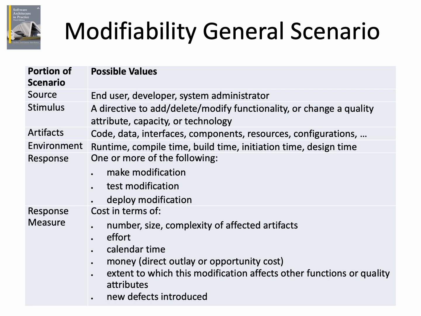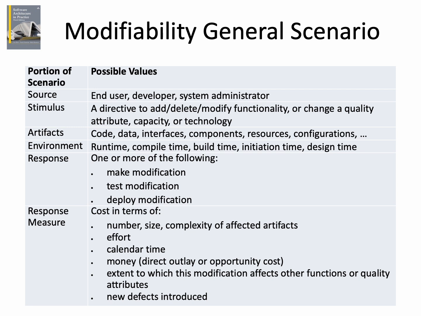Modifiability general scenario. This is right in front of you. The portions of the scenario are source, stimulus, artifacts, environment, response, and response measures. The possible values for source can be end user, developer, system administrator. Stimulus is a directive to add, delete, or modify functionality, or change a quality attribute, capacity, or technology. Artifacts are code, data, interfaces, components, resources, configurations, and the list can go on. Environment is runtime, compile time, build time, initiation time, design time.